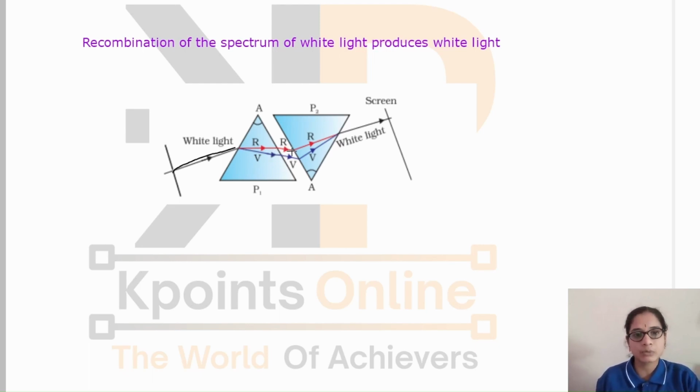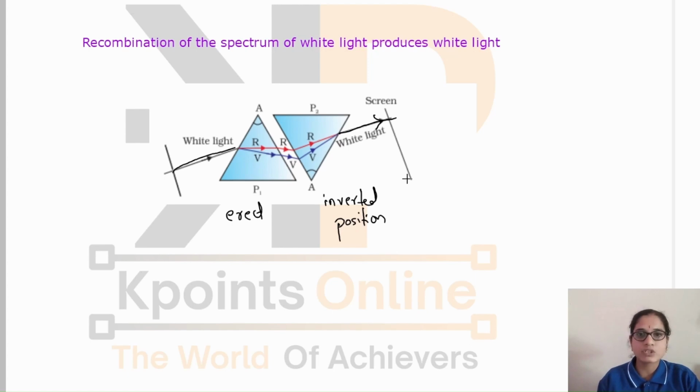And the spectrum of this white light which is obtained here was passed through another prism which was placed in the inverted position. Remember, this prism is in the erect position and this prism is placed in the inverted position. So, all these colors were combined to form white light here. This made the statement strong that white light is composed of 7 different colors.